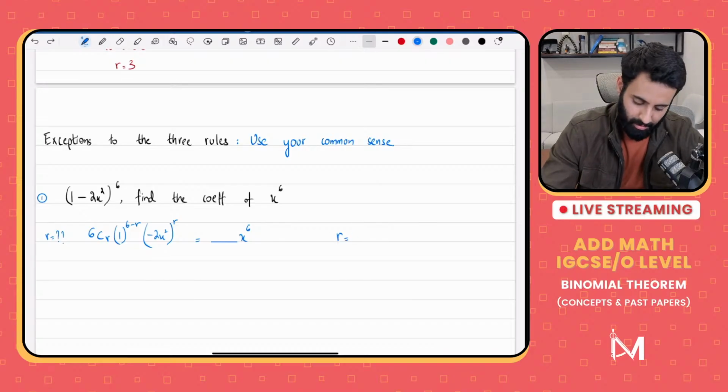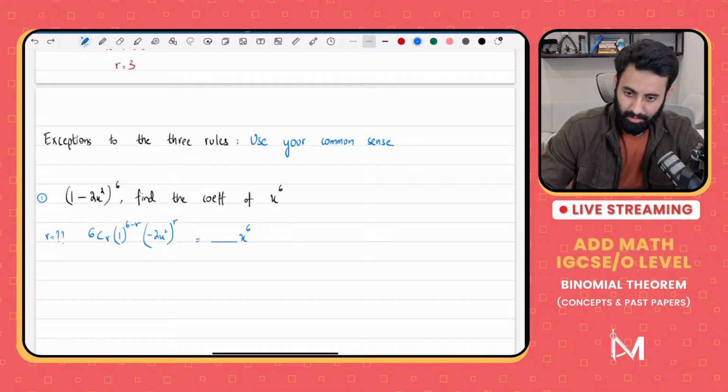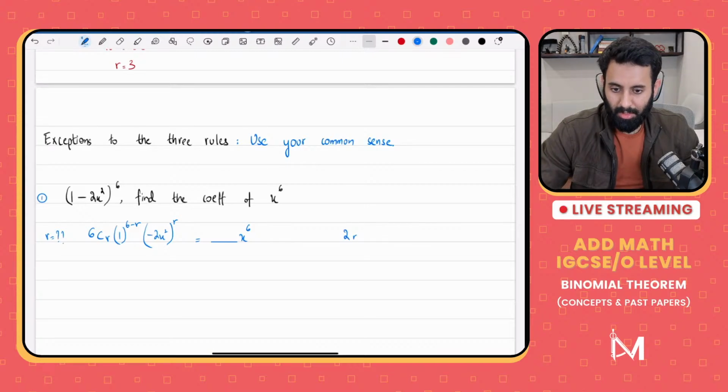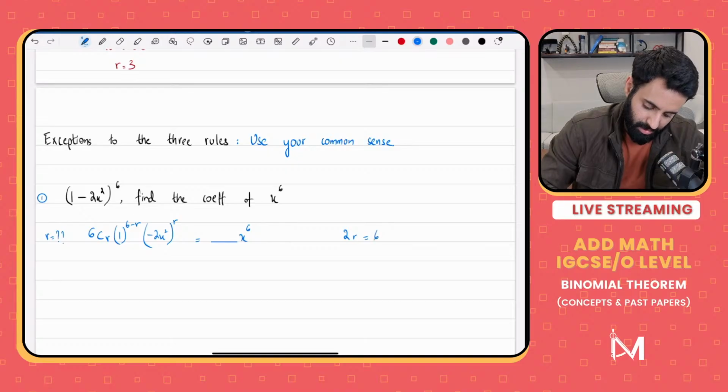Why? Because 2r is equal to 6, which means r is equal to 3. Why is 2r equal to 6? Because these two get multiplied and you want power 6. That's why.